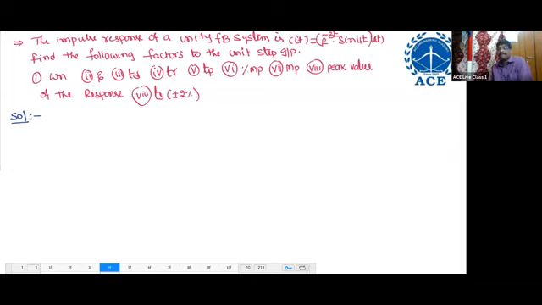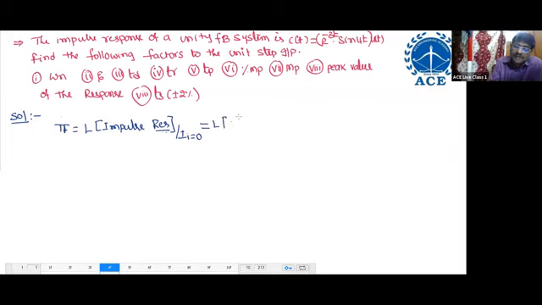Right. First, find the transfer function. What is the transfer function? Laplace of impulse response, with initial conditions 0. So what is the impulse? Come on, apply Laplace transform.